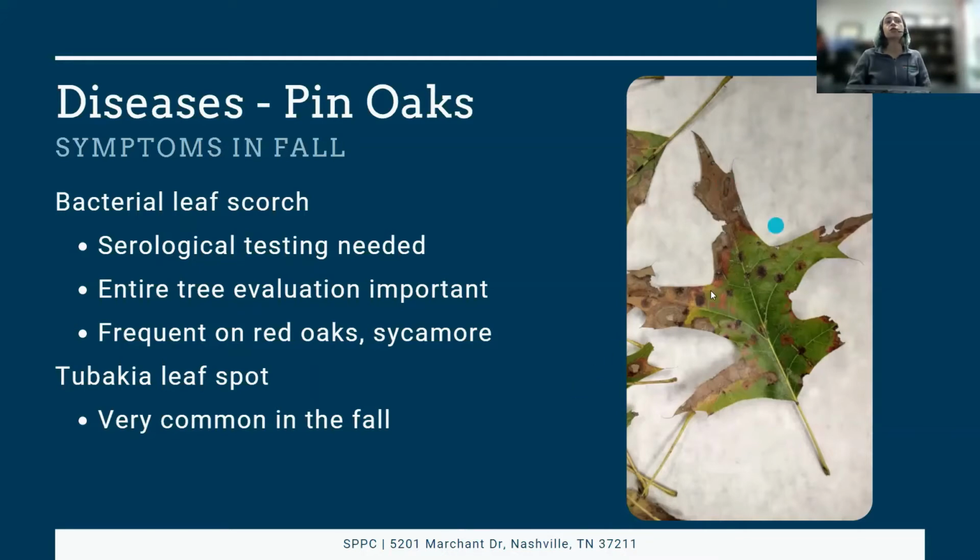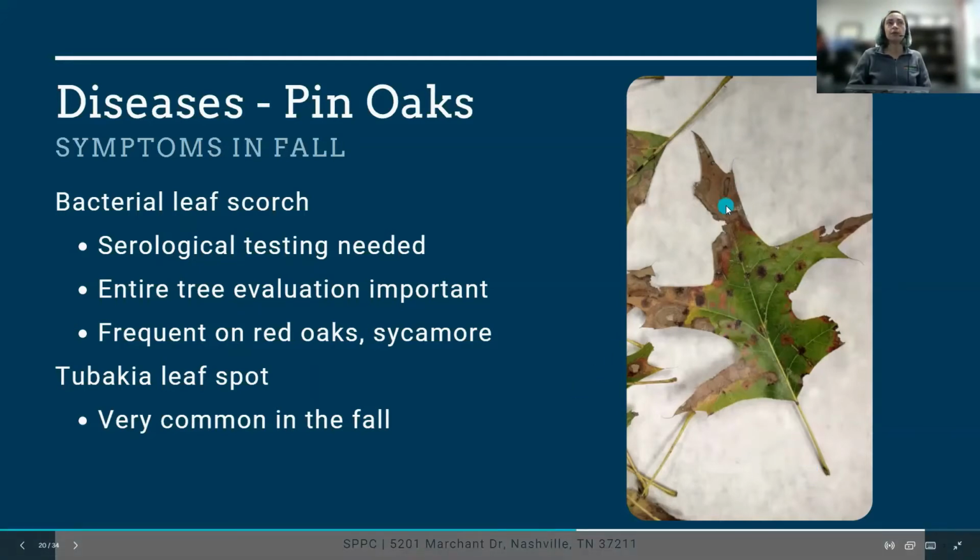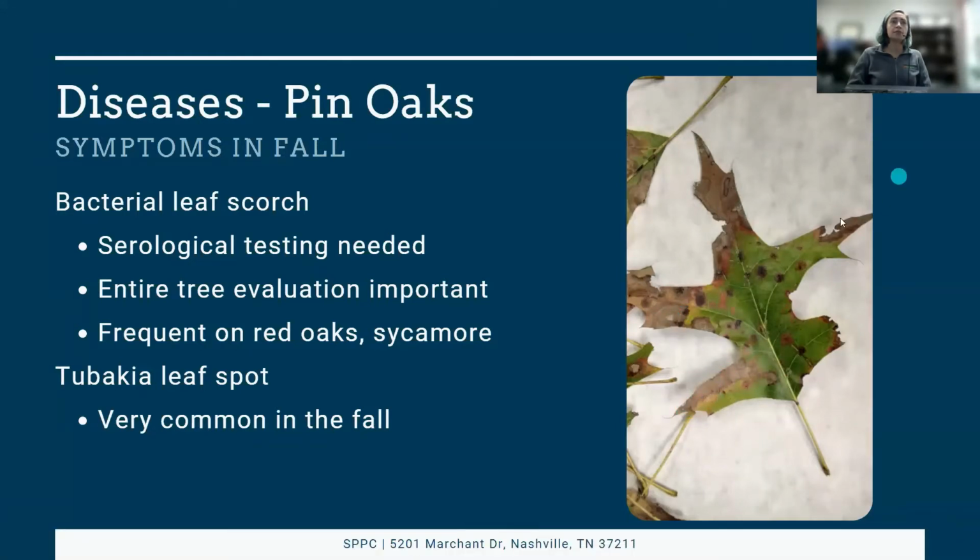The fall is when you'll see symptoms of leaf scorch on the pin oaks. So you'll see very brown leaf margins where it gives it that scorched appearance.